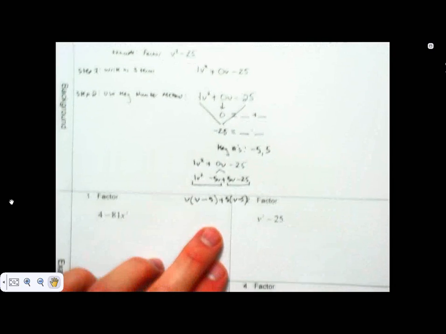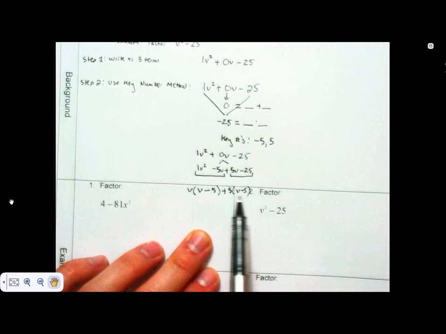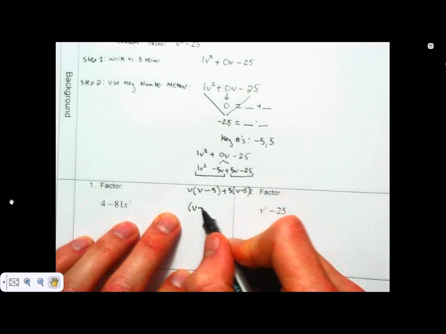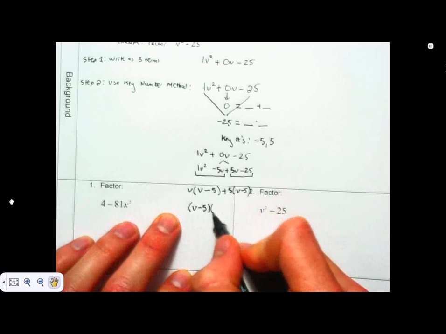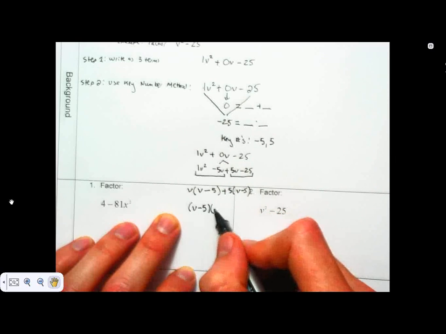And now the last step of the process is to look at what I've got, which I see that both terms have this v minus 5 group in common. So that makes up my first factor, v minus 5. And my second factor is the leftovers, which is v and then plus 5.